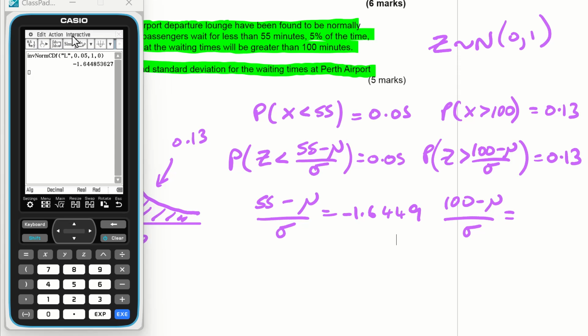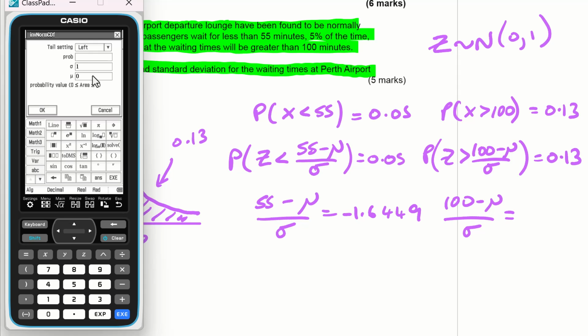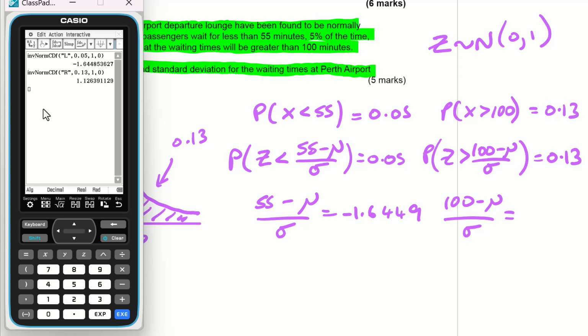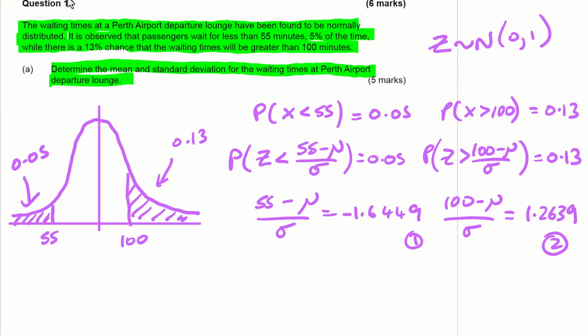and then do the same sort of thing with a right setting. So let's go to the right and have that one as 0.13, and that's 1.2639. And then these are just simultaneous equations, which we can solve on the ClassPad simultaneous equation solver, giving us mu is 81.7 and sigma is 16.2.